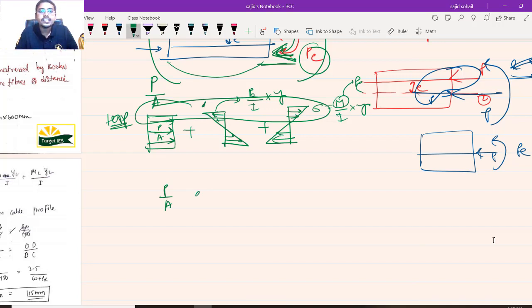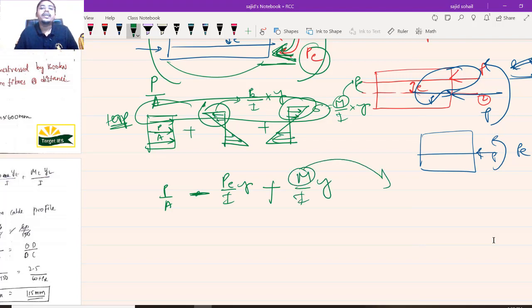Here it is in tension, right? So see the arrows. The arrows are going like this and arrows are going like this. It is clearly minus P by I into Y, plus here it is again compression, so M by I into Y. This moment is because of both dead load and live load. Let us be very clear.